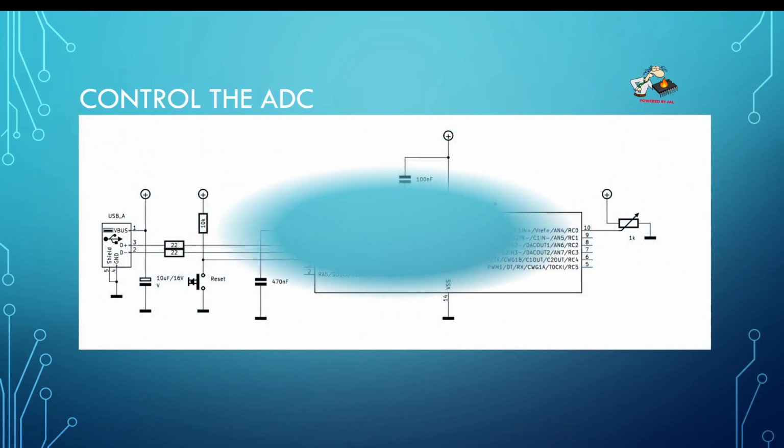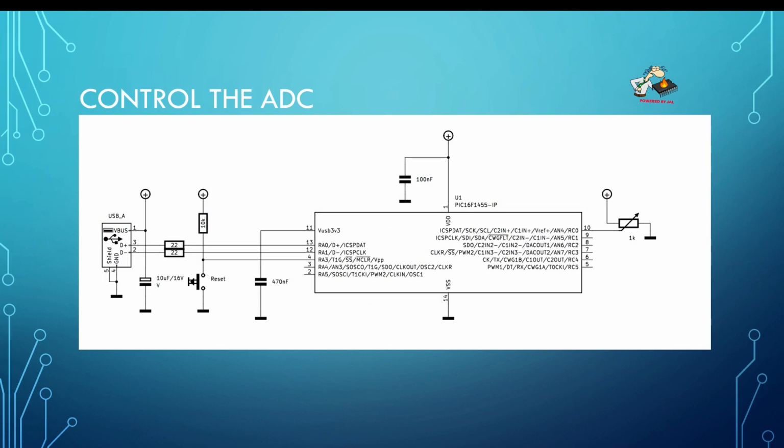Controlling the ADC. For this I'm using a potentiometer which I connected to one of the analog inputs. When I change the position of the potentiometer, you will see the changing values on the screen.